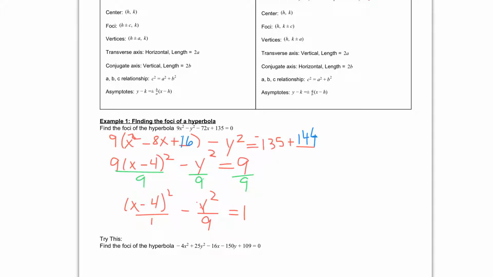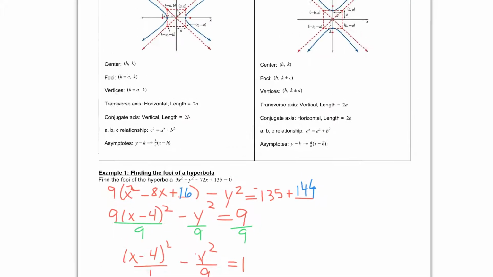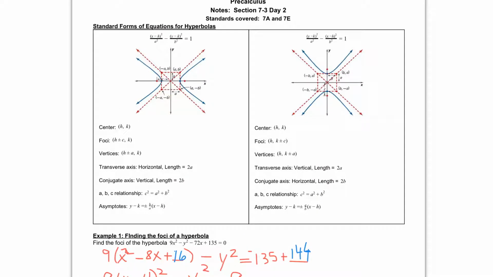In order to do the foci, I need to know which formula I'm using. Remember, we have two choices. We have this one and we have this one. My x is the one that is first. So if we look at our equations up here on the top, I want to find the equation that has the x first. So this has x minus h squared first, where this one has the y first, telling us that we are using this first equation to find our foci.